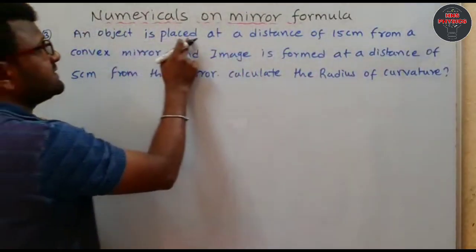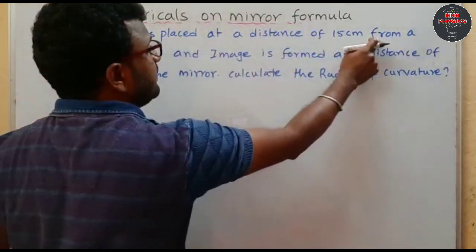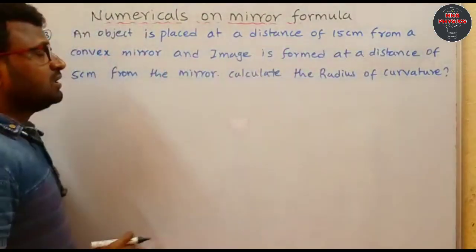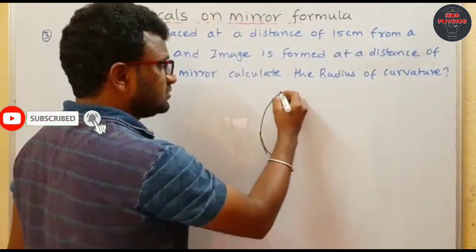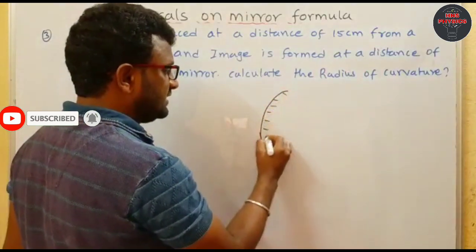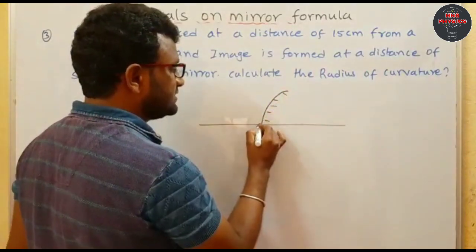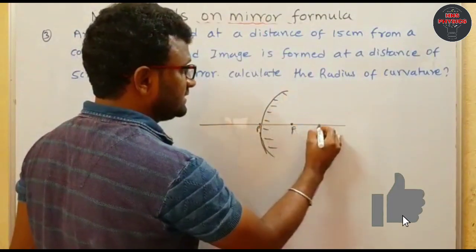Come to the third one. So what is given in the third one? An object is placed at a distance of 15 centimeter from a convex mirror. So convex mirror, we know this is the convex mirror, right? So the coating will be there inside, the reflecting surface is there outside. So this is the pole and this is the focus, this is the center of curvature.